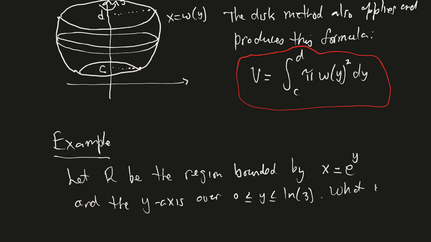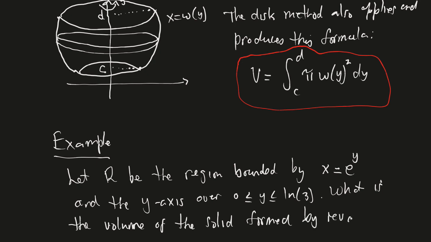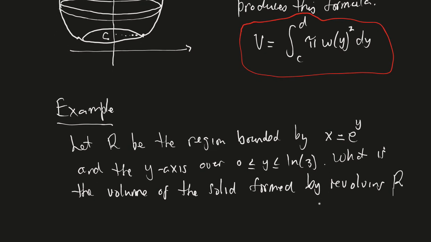So what is the volume of the solid formed by revolving R, this region, about the y-axis? So about the y-axis, right? And this one again.